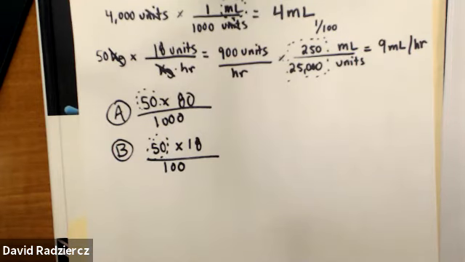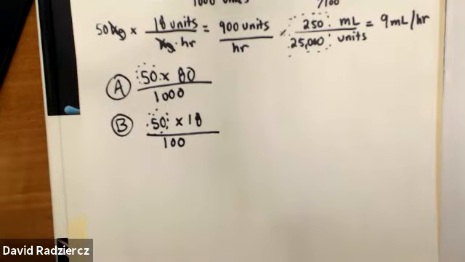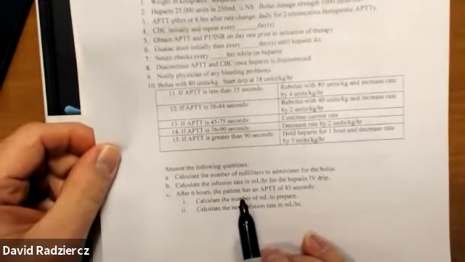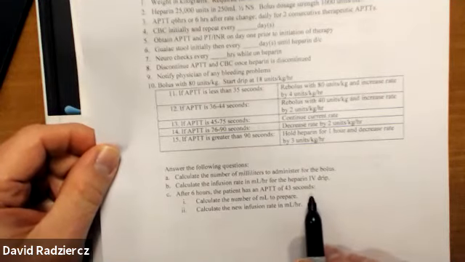Now when you do C part 1 and 2, that could change. So I'm going to show you what the practice test shows. There's not one well-defined way like this for part C, just because it will depend on what the APTT is, but I will show you what it is based off of the practice test. All right, so C says after 6 hours, the patient has an APTT of 43 seconds.